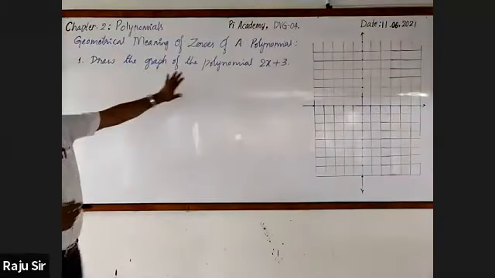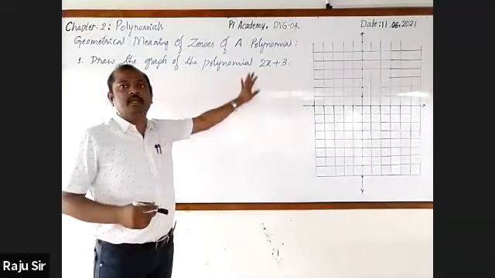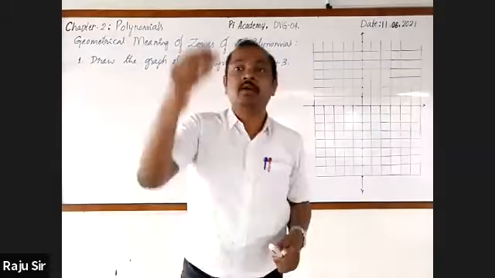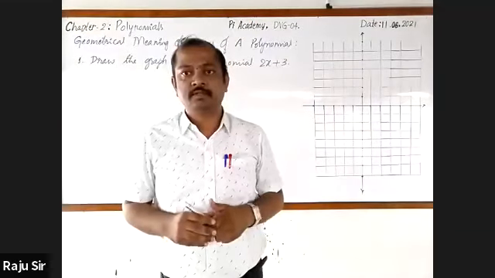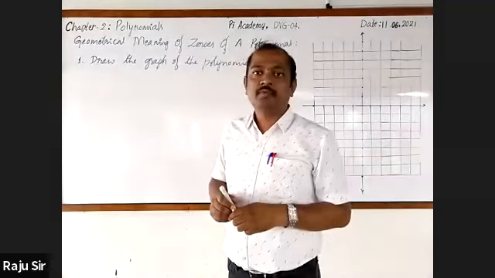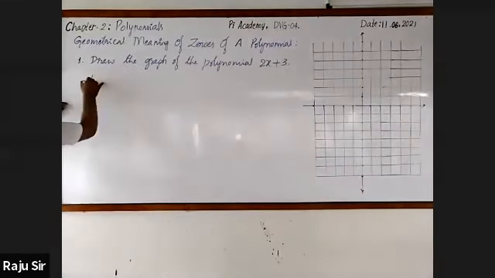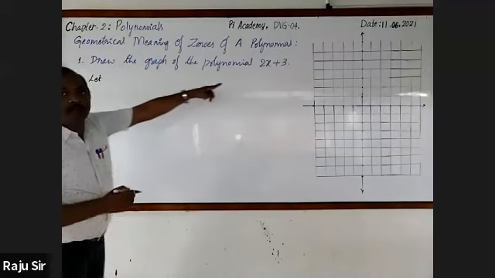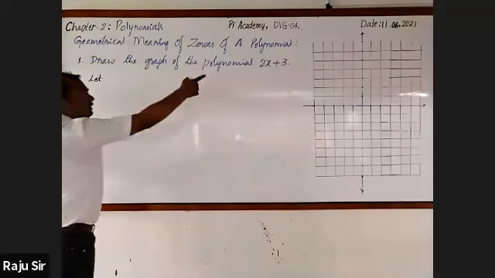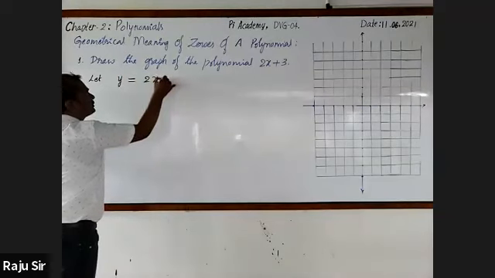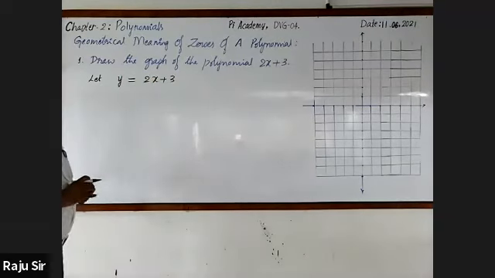Dear students, when you are drawing the graph for any polynomial, you know that first you will go for finding the coordinate points. So let us go for finding the coordinate points. First, let us take that given polynomial as y. y is equal to 2x plus 3.